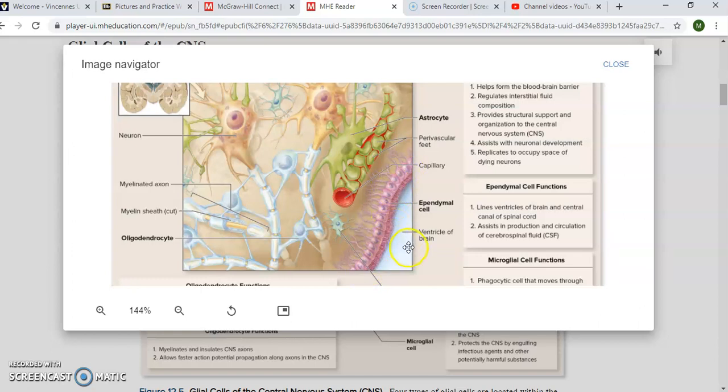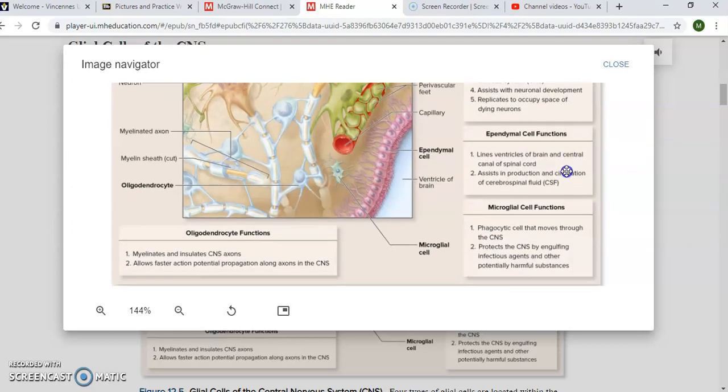They have little cilia on their surface, and they move in a wave-like pattern, and that will help to keep that cerebrospinal fluid flowing throughout the ventricles. So that is our ependymal cells. That's our second type of glial cell.